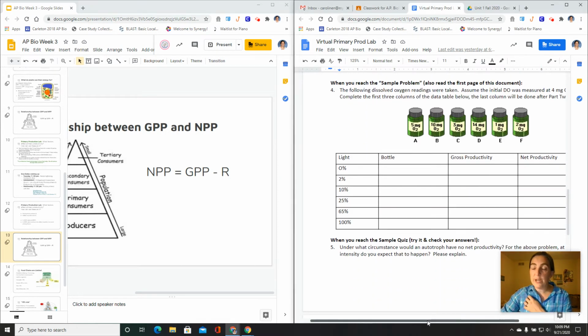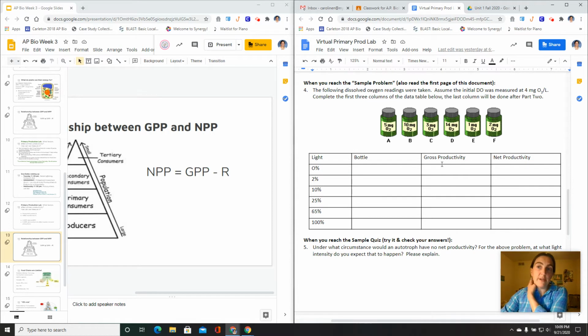Question number 4 has all of these sample bottles right here. On each bottle, you'll see the dissolved oxygen reading that was taken at the end of the experiment, after they had been sitting for their 24 hours. It also tells you to assume the initial dissolved oxygen in all of these bottles was 4 milligrams of oxygen per liter. And we're going to complete these 3 columns. I actually should have deleted these words because I deleted the last column, so you don't need to worry about that. There are only 3 columns.